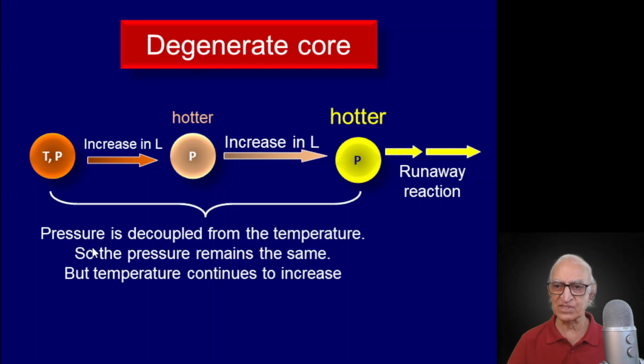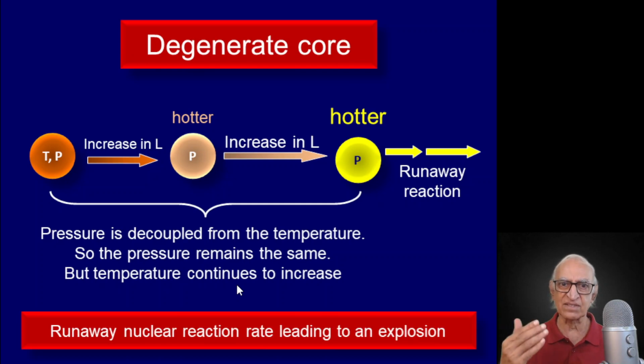So let me remind you once again that for a degenerate Fermi-Dirac gas, the pressure is decoupled from temperature. So the pressure remains the same, but the temperature continues to increase, and that results in a runaway thermonuclear reaction leading to the stellar explosion. Therefore, whether or not the stellar drama proceeds to the final act depends upon whether or not there is a safety valve, which in turn depends upon whether the core obeys classical equation of state or not.